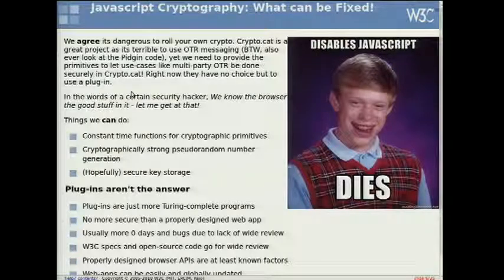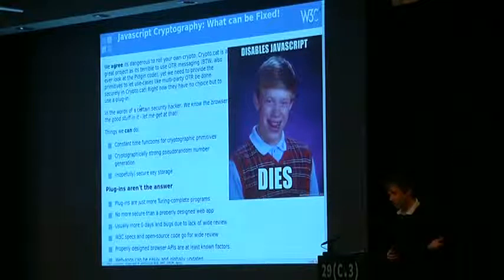Again, I think we need to, as a community of people who are interested in making the web better, provide the cryptographic primitives needed to make use cases like multi-party OTR be done securely in CryptoCat. Now, CryptoCat is still going to be in a plugin, because you could, of course, be vulnerable to all of the various attacks that we mentioned earlier. But at the same point, in the words of a certain security hacker who pushed the concept for the W3C to do this, we know the browser has the good stuff in it. Just let me get at that. So again, things we can do: constant time functions for cryptographic primitives, cryptographically secure pseudo-random number generation, and secure key storage.